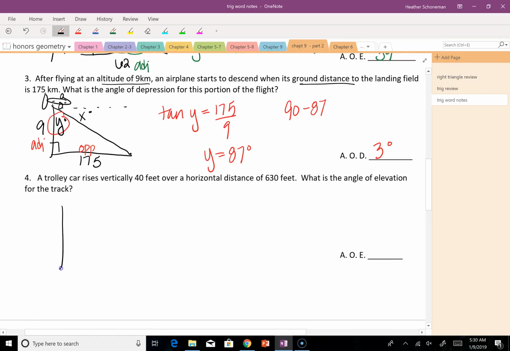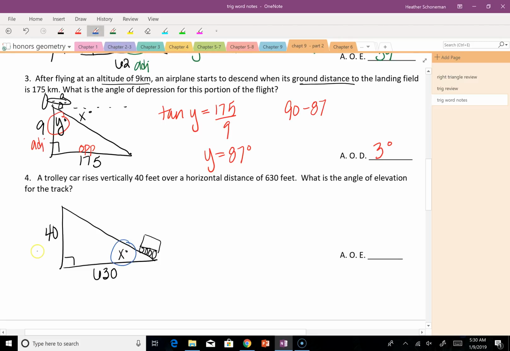Okay, trolley car. Get your right triangle again. Rising, so that means it's got to be at the bottom of the hill and going up. Rises vertically 40 feet. Vertical is up and down. Horizontal is 630. We want the angle of elevation. Angle of elevation is always the bottom right angle.